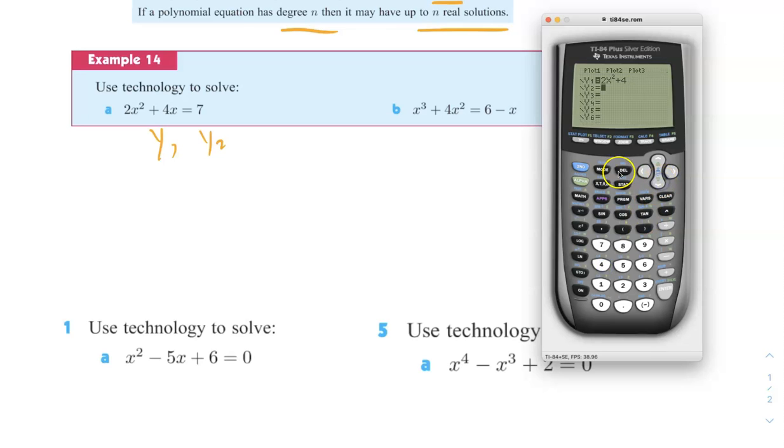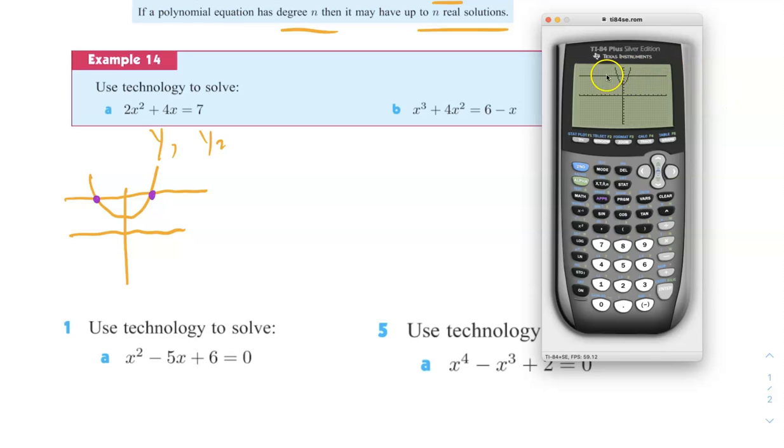And 7. Now sometimes you gotta fix the window, make sure you see things, but then we're gonna hit graph. Now I have it on zoom standard, so hopefully I can see things from here. And right there, I have this graph. By the way, when you solve this little question on a test, you generally want to show the pictures, just let them know how you're solving it. My solutions are gonna be here and here.